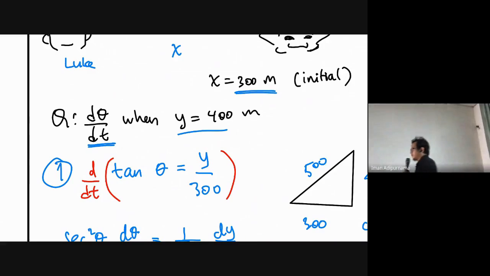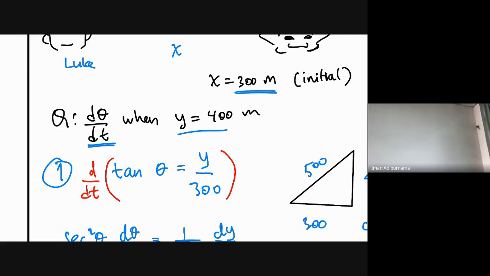So for any related rate problem, if they ask for some rate of change when blah blah blah, just ignore that for the time being and find the variables first. Because you want to find theta, you need to consider what trigonometry you want to use. So I have tangent equal y over 300, because 300 is a fixed point. It's not changing, right?